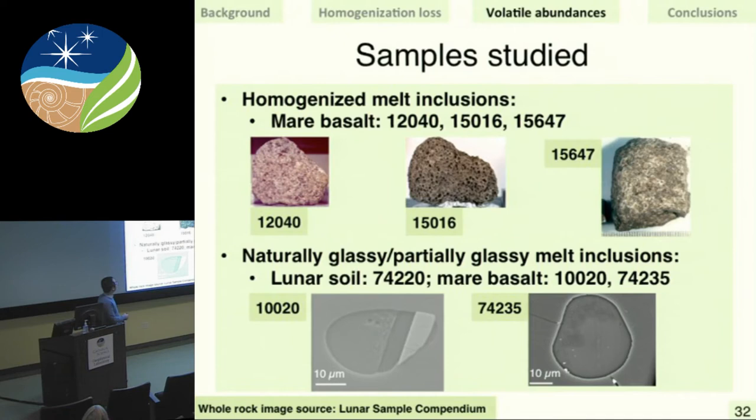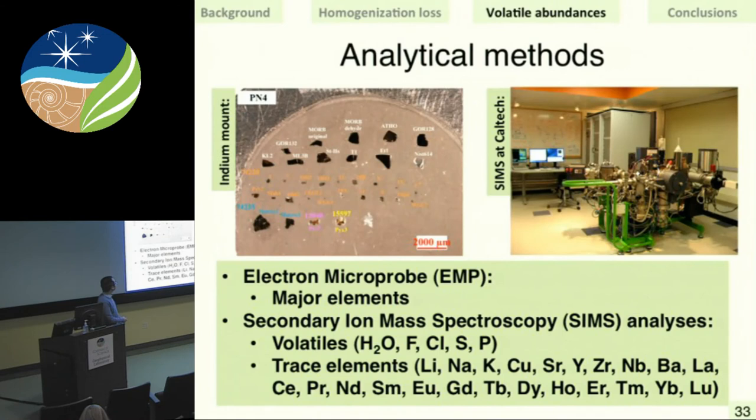So here are the five additional samples we studied in addition to 74220. Among these five mare basalt samples, no glassy or partially glassy melt inclusions were found in three of these basalts. So we did homogenization experiments on the large melt inclusions and measured volatile elements in there. For mare basalt samples 10020 and 74235, we were able to find partially glassy melt inclusions. So we don't need to do any homogenization experiments, and we can directly measure volatile concentrations in there.